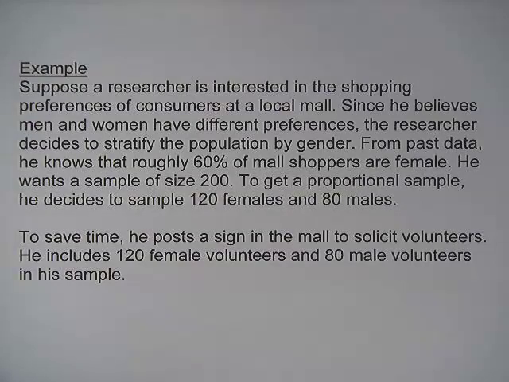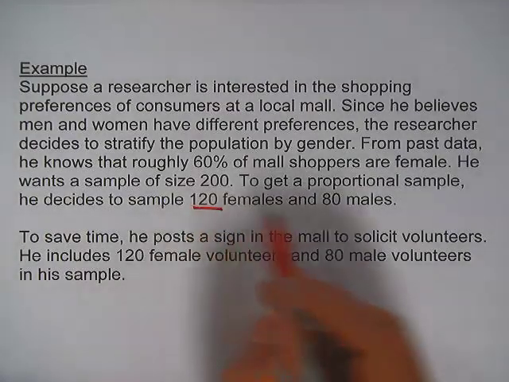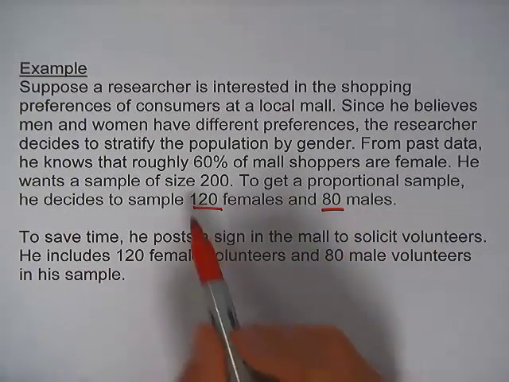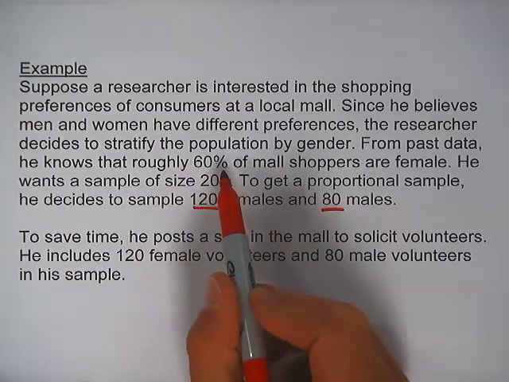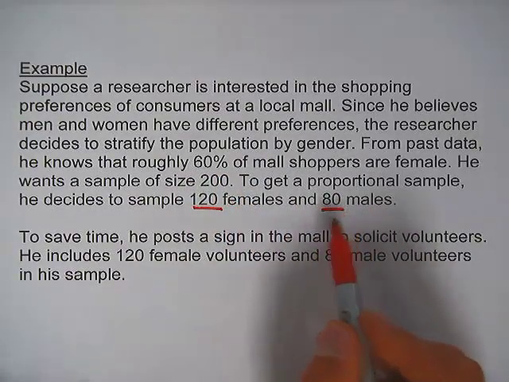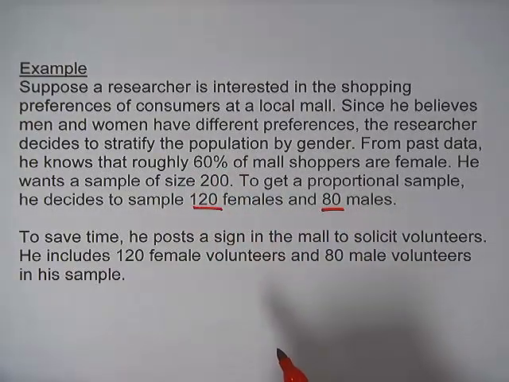So from past data, he knows that roughly 60% of mall shoppers are female. He wants a sample of size 200. To get a proportional sample, he decides to sample 120 females and 80 males. Okay, 120 being 60% of your sample size of 200. Okay, and then 80 being 40% of the sample size.